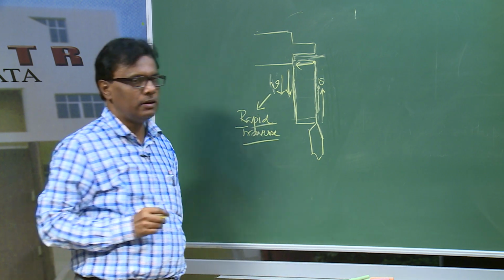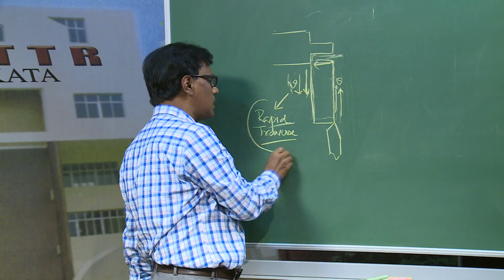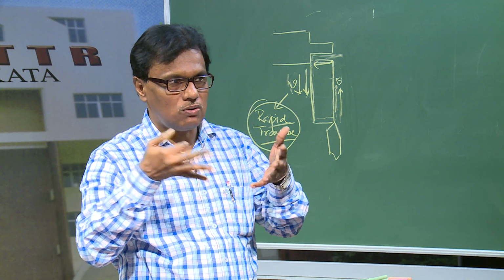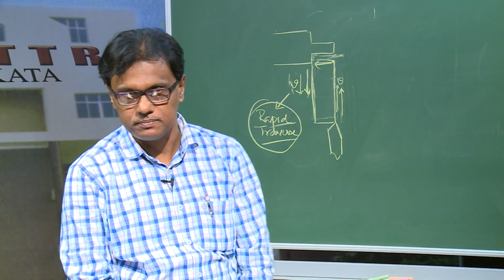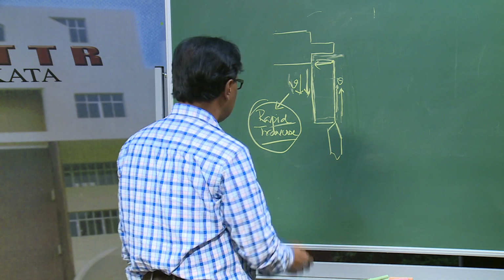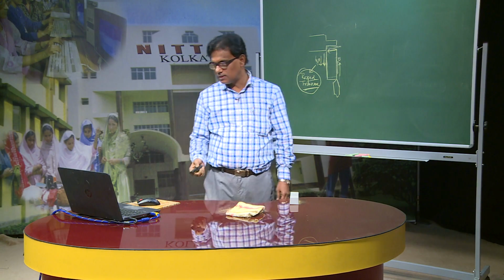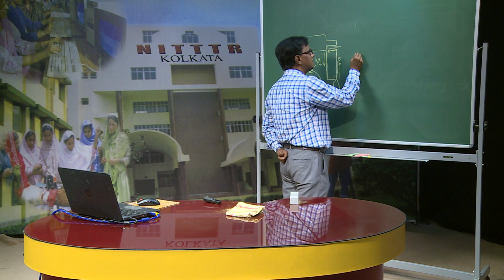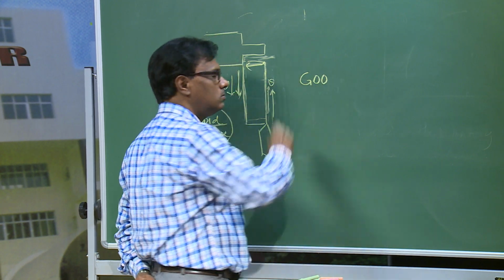Rapid traverse. This depends upon the constructional features of a particular CNC machine, that is, the stiffness of the whole structure of the body of the machine. In this figure, this rapid traverse is denoted by G00.